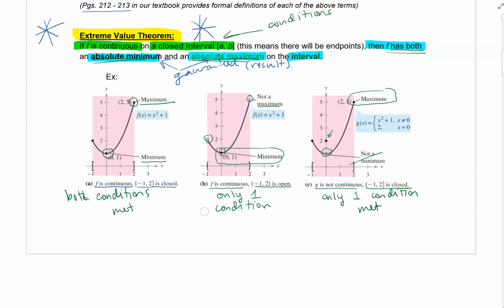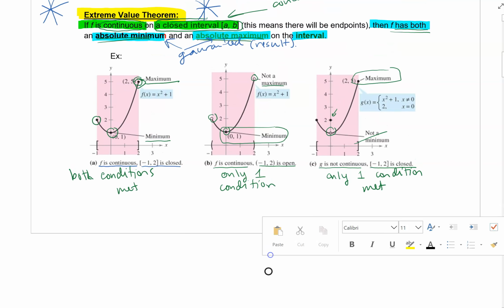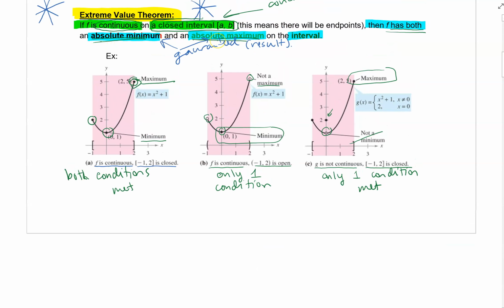The function definitely has to be continuous because every point has to connect, right? You don't want to have any holes or anything. But it's got to be on a closed interval. That action of closing off the interval, right here, we had endpoints here and here, is what guarantees both the absolute min and the absolute max.